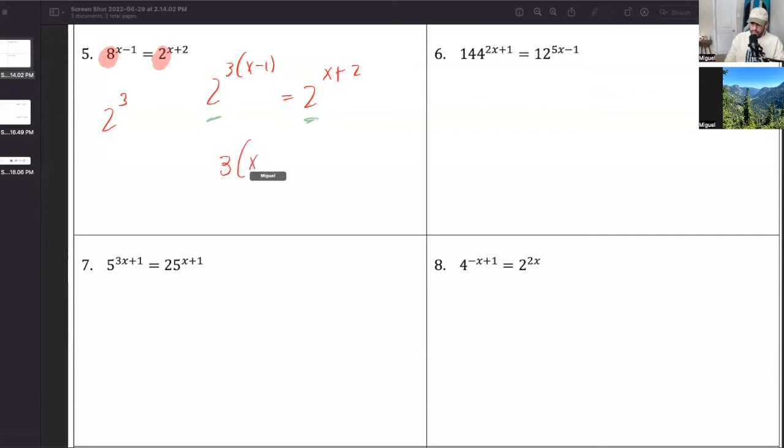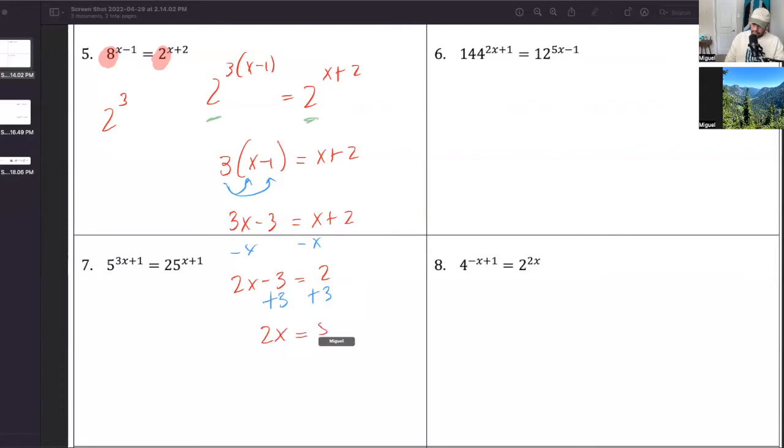Now I have 3 times x minus 1 equals x plus 2. Let's distribute the 3 to both terms in the parentheses, and I get 3x minus 3 equals x plus 2. I can subtract the x from both sides. That gives me 2x minus 3 equals 2. Then I add the 3 to both sides, so 2x is equal to 5, and then I divide both sides by 2 and get x is equal to 5 halves.